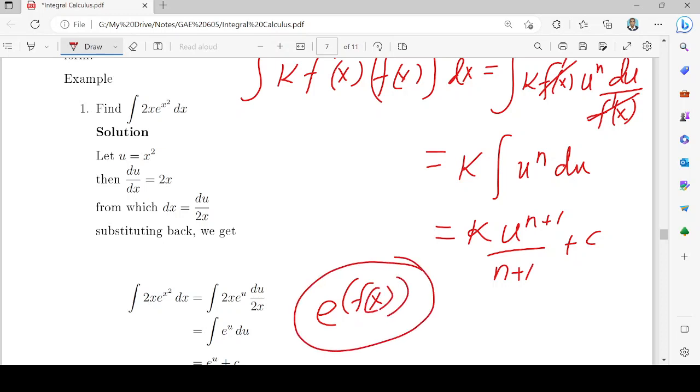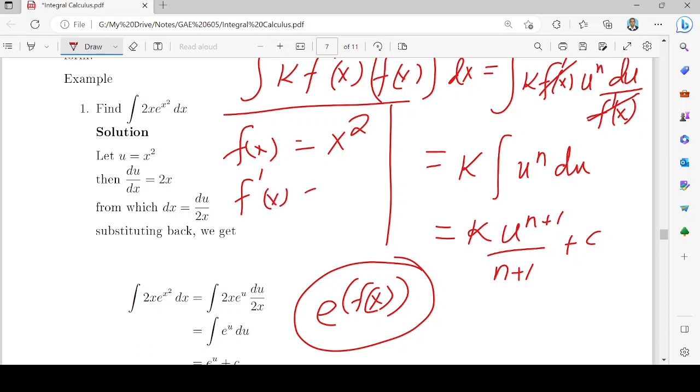This can be regarded as the function of the function, so that if we take our function f of x to be x squared, then we see that f prime is 2x if we differentiate that. And we notice that 2x appears in this integral, because we have 2x e raised to power x squared.